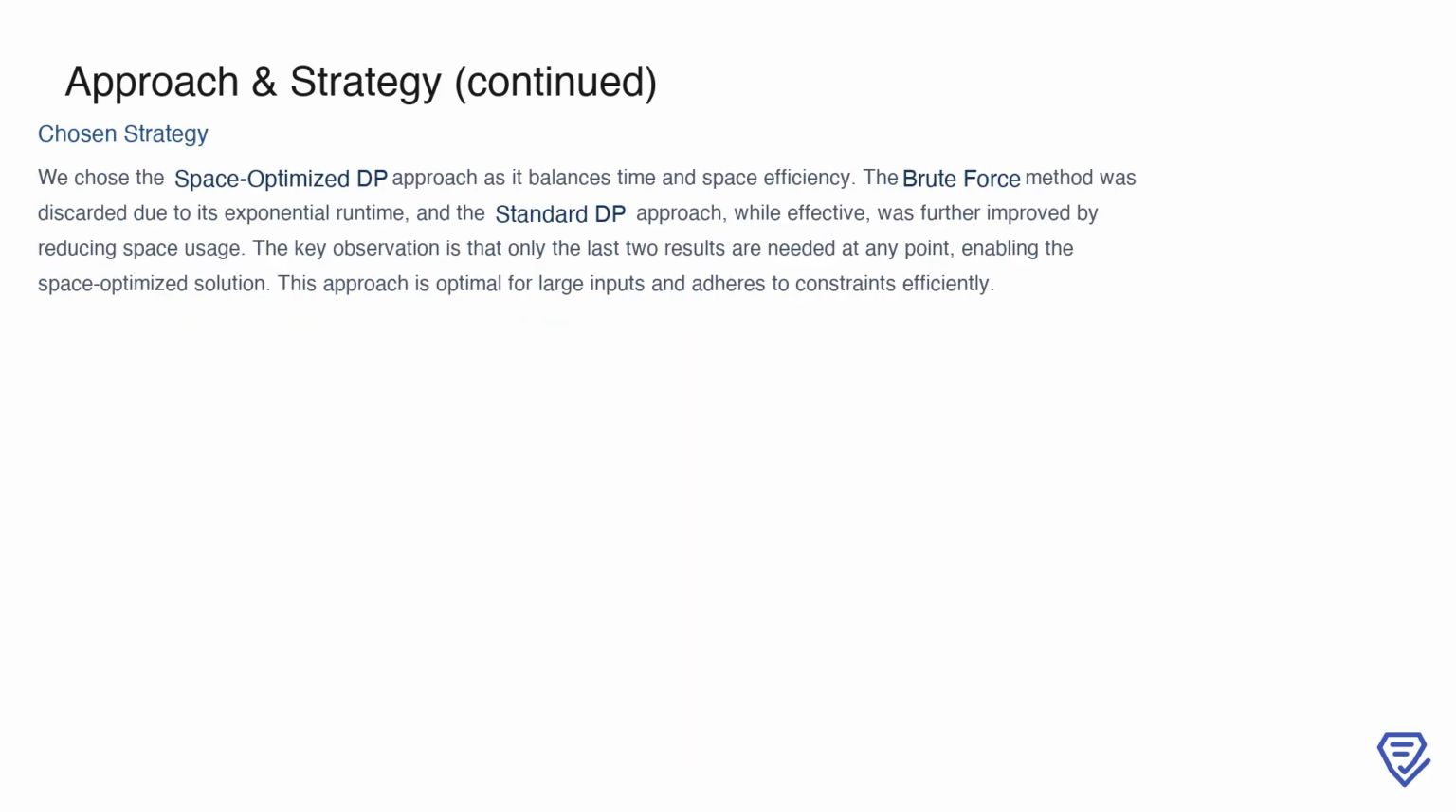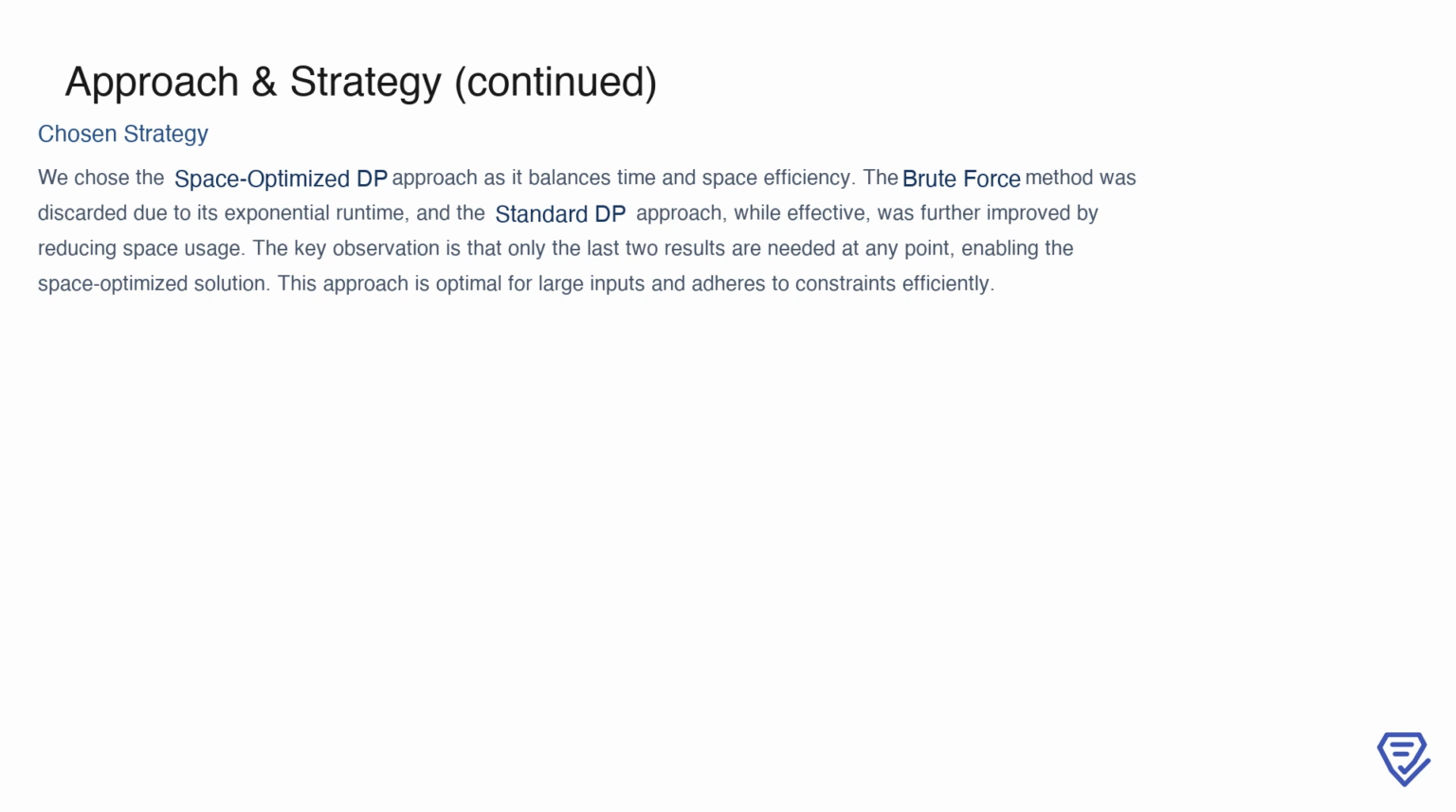Among the approaches considered, the space-optimized dynamic programming method stands out as the best choice. While the brute force method was discarded due to its exponential runtime, the standard dynamic programming approach, though effective, was further improved by reducing space usage. The key insight is that only the last two results are needed at any point, allowing us to replace the dp array with two variables. This optimization ensures that the solution is not only efficient in terms of time but also minimizes memory usage. For large inputs, this efficiency is critical, making the space-optimized DP approach the most practical and optimal strategy to solve the problem within constraints.